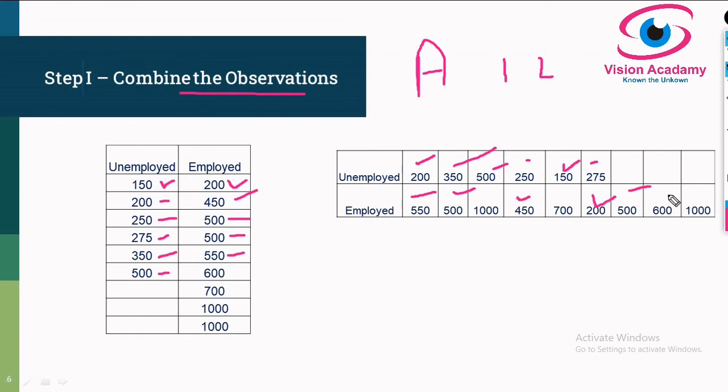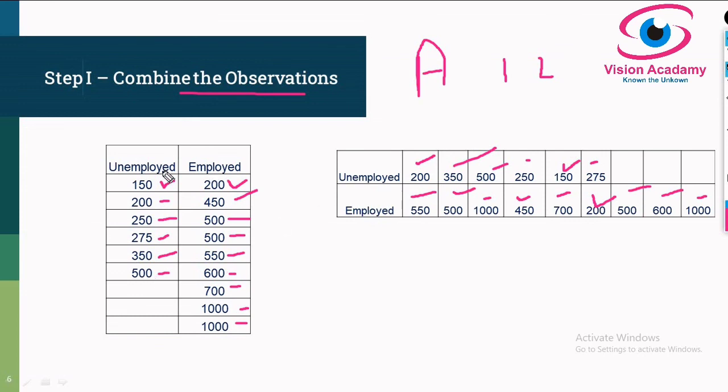So next lowest is 600. 600 is also entered here, and next highest is 700. 700, and next highest is 1000. We have two observations for 1000. So all the given observations are combined and ordered in ascending order, that is smallest to largest.